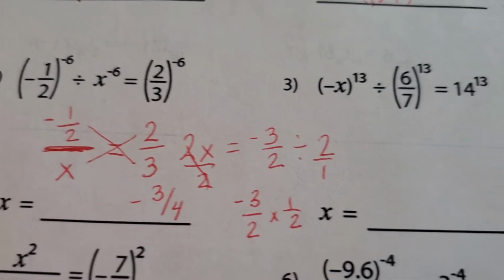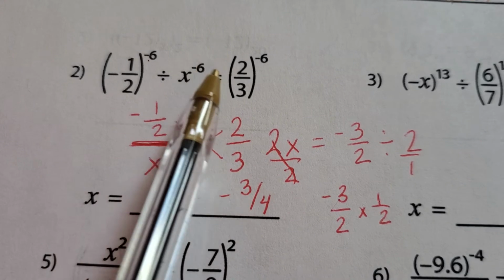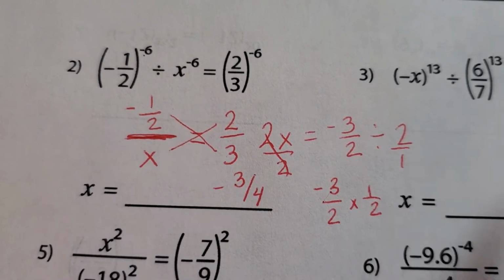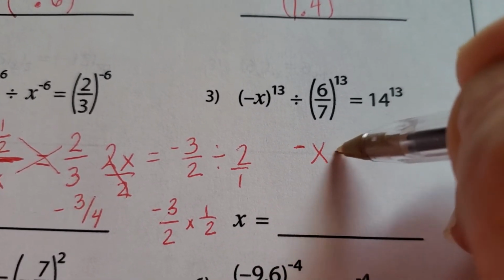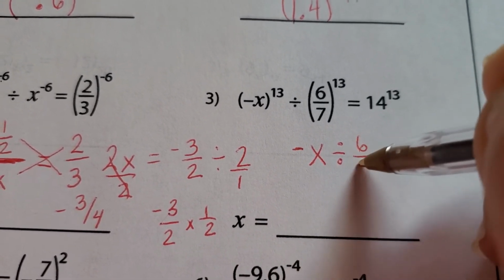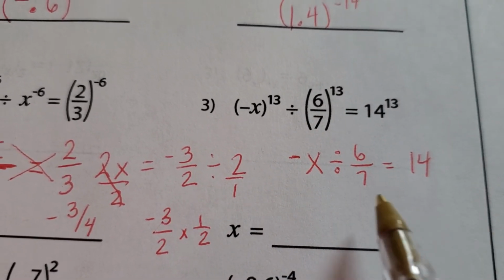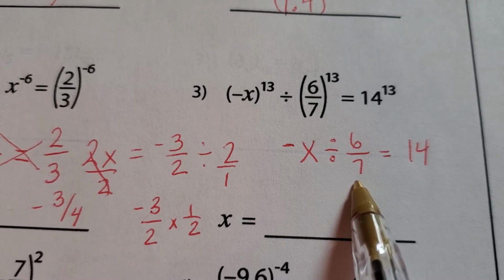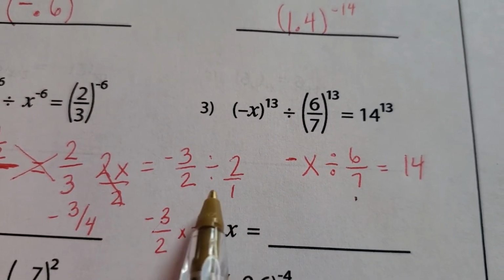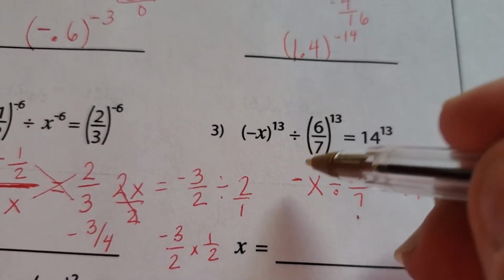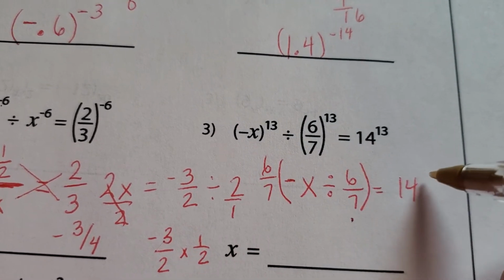Now the next one I'm going to show you a little differently because we're going to start with x. This one, x came second. So that's why I'm going to show you something a little different here. This just simply says negative x divided by 6/7 equals 14. Well, if I'm dividing by 6/7, the opposite of that is to multiply by 6/7. So it's a little different than what we're doing here. So I'm going to be multiplying both sides by 6/7.